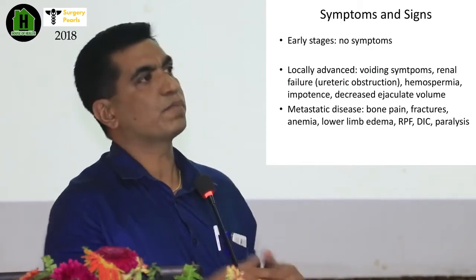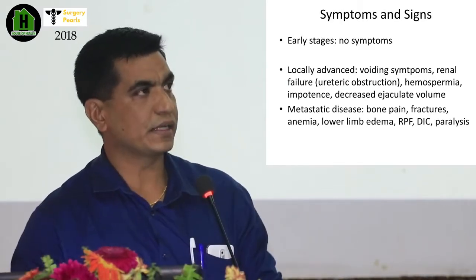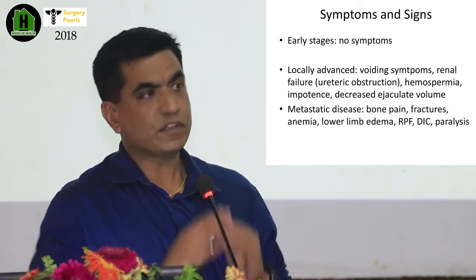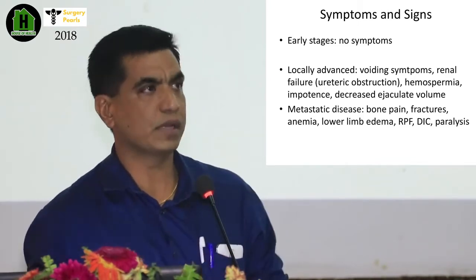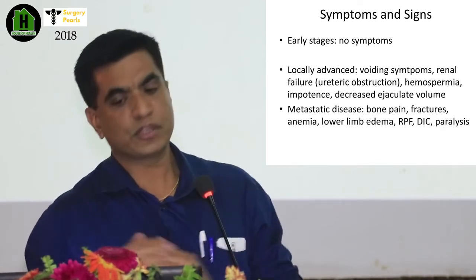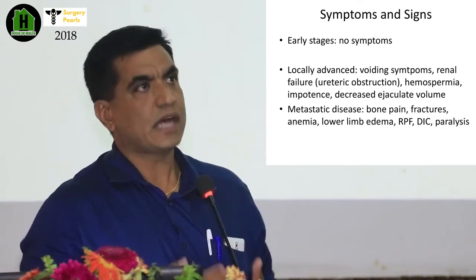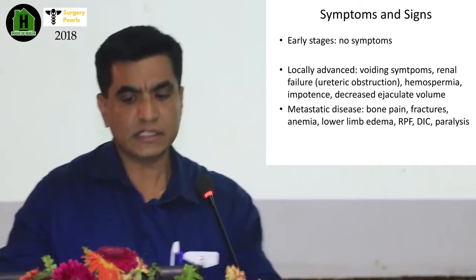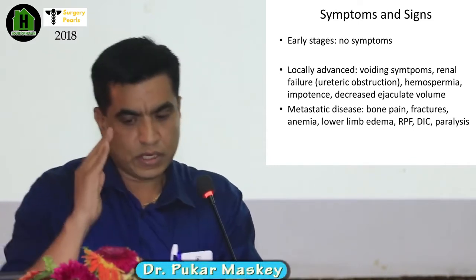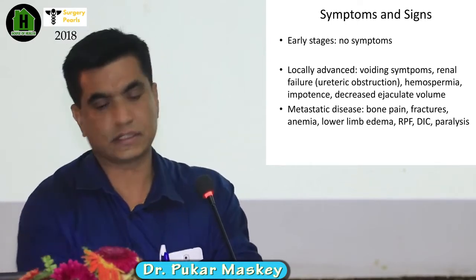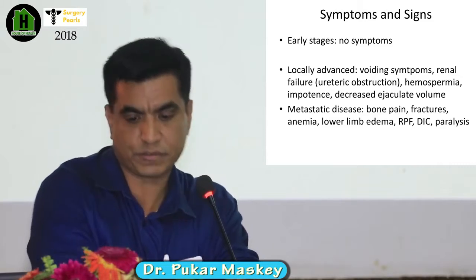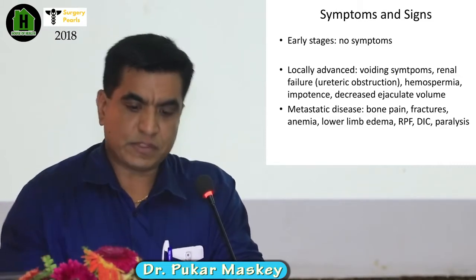So what are the symptoms and signs of this disease? If you want to say that I can cure someone of prostate cancer, the patient must be asymptomatic. What I mean to say is, if the patient is symptomatic or has some signs, the disease is more or less incurable. So a disease which can be cured will usually be diagnosed by screening. So in early stage, there are no symptoms. Locally advanced cases can present with features of voiding LUTS, like obstructed voiding, poor stream, sometimes even renal failure.